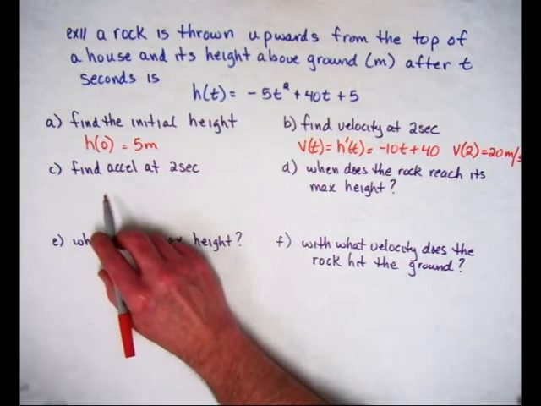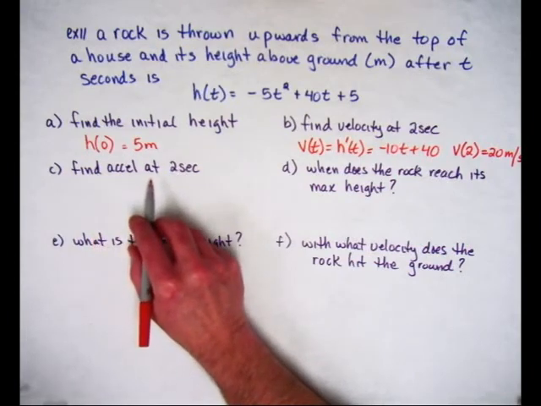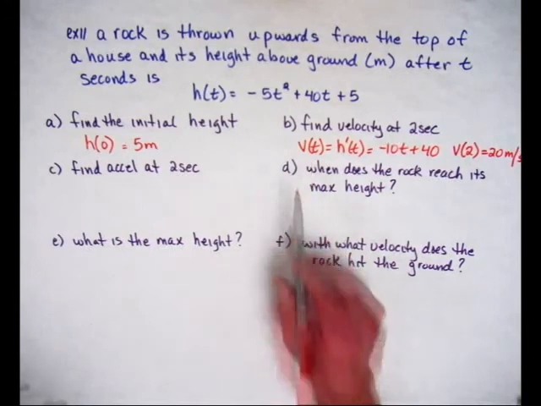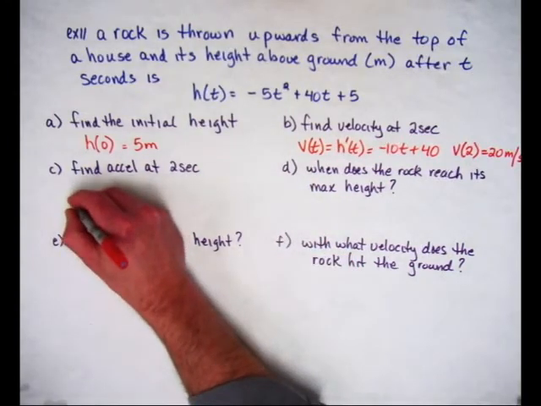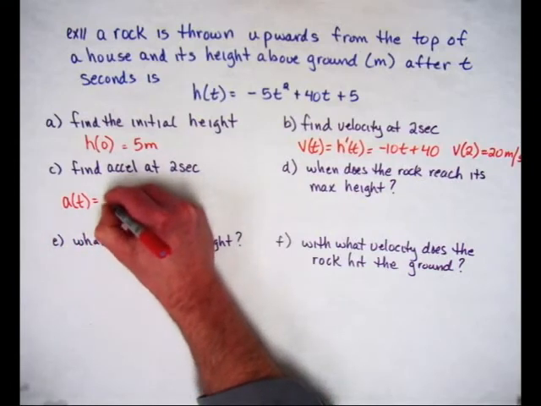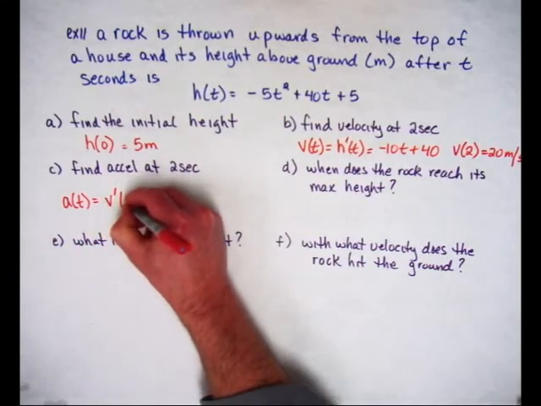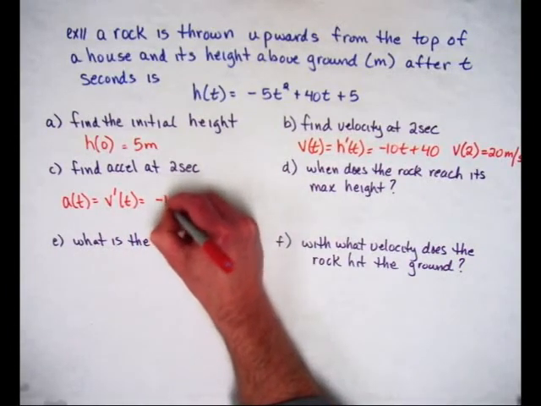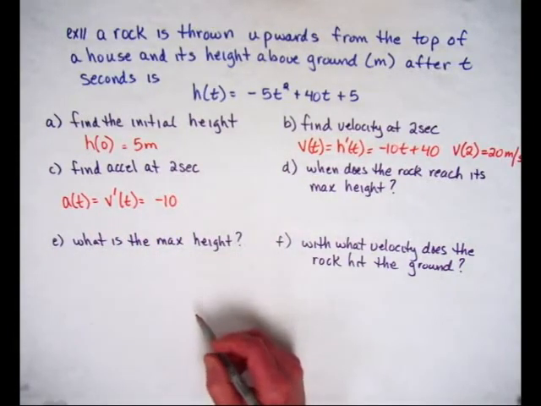Question C, find the acceleration at 2 seconds. Well, we know that acceleration is the rate of change of velocity, so we need to differentiate to find our acceleration function a of t. We need to take the derivative of v of t, so v prime, and what happens is we just get negative 10. And I thought this was kind of interesting to discuss.